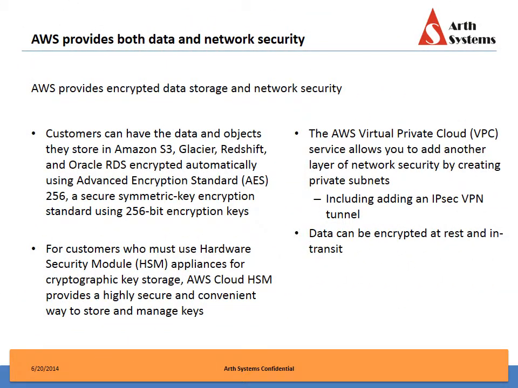AWS provides both data and network security. Data and objects can be encrypted automatically using AES-256. AWS provides a highly secure and convenient way to store and manage keys for customers who must use hardware security module appliances. The AWS Virtual Private Cloud adds another layer of network security by creating private subnets, and data can be encrypted at rest and in transit.